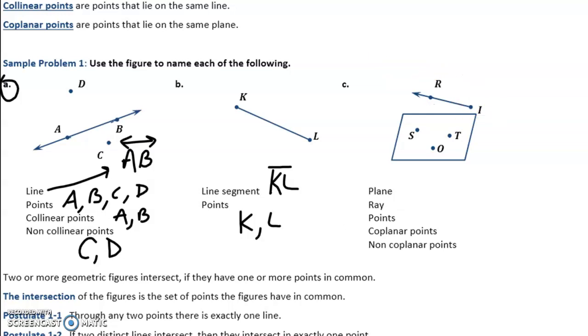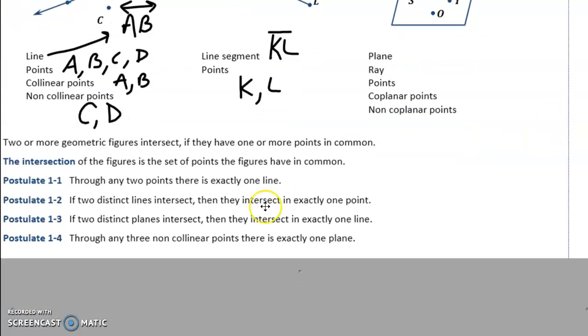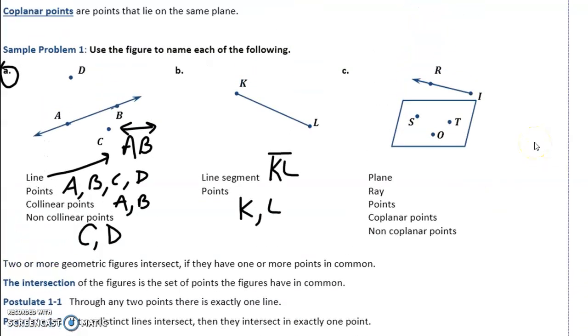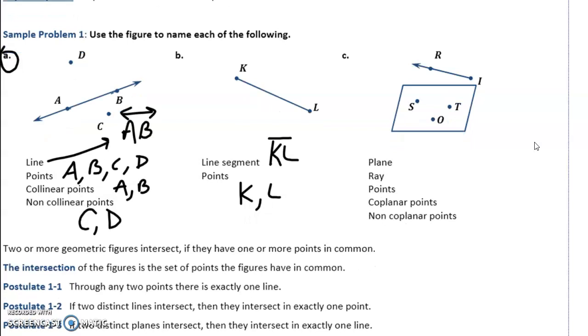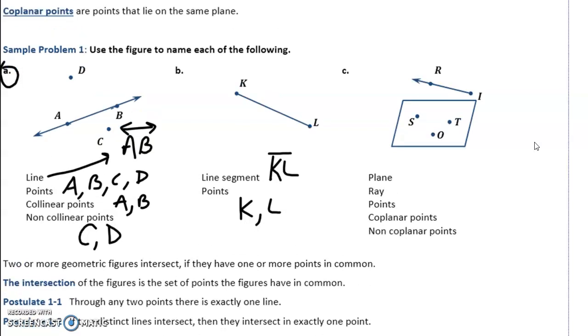All right, for plane, from our postulates before, we were shown, down below here, that through any 3 non-collinear points, there's exactly one plane. So in order to identify the plane, we have to use 3 non-collinear points. Fortunately, there's only 3 points on that plane, so we would name it plane, any order doesn't matter, SOT. So we would write plane SOT.